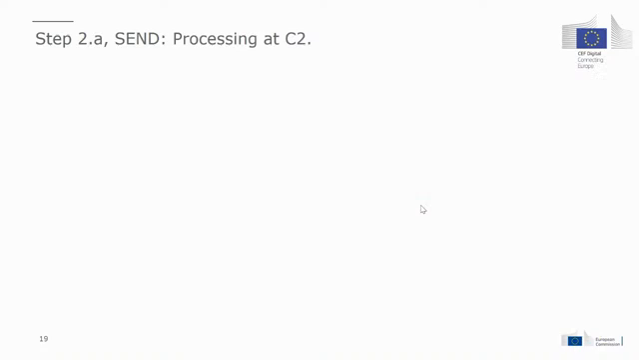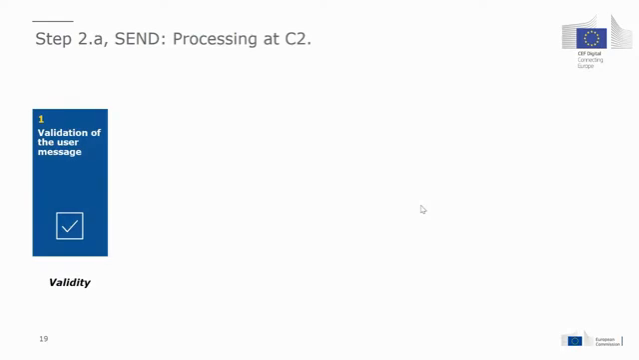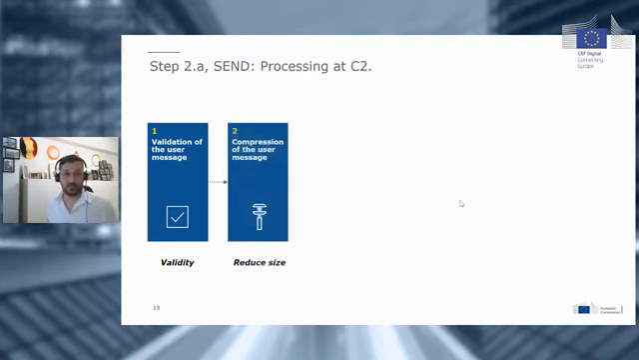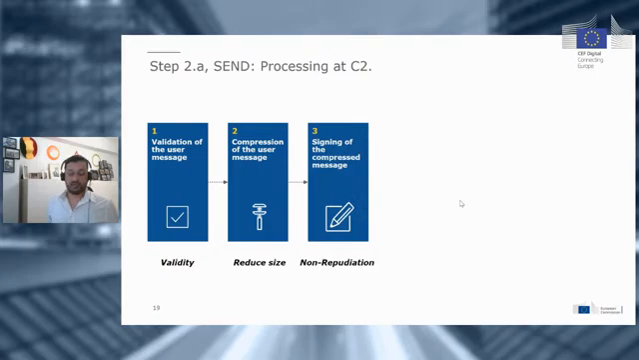Then the processing starts at corner 2. First, it will validate the user message, whether all the parameters are correct or not, whether the from and to parties, the service action and other parameters are correct. Then it will compress the user message using gzip. Then it will sign the compressed message using its private key from the key store. It ensures non-repudiation. Non-repudiation means that the sender cannot deny that it has sent this particular message, and the receiver cannot deny that it has received this particular message.